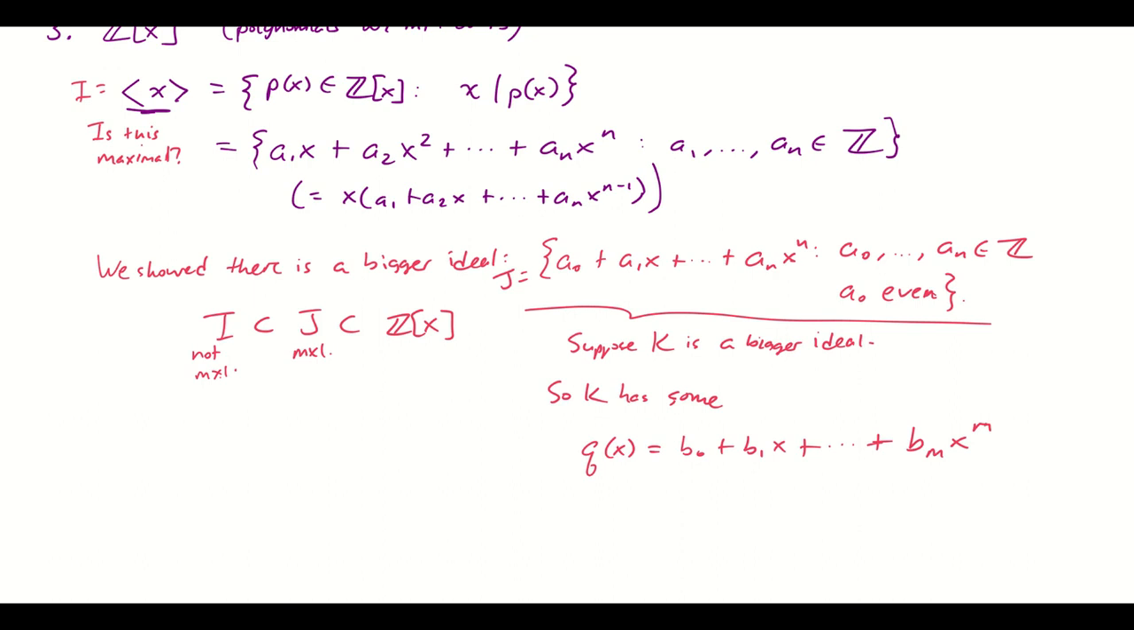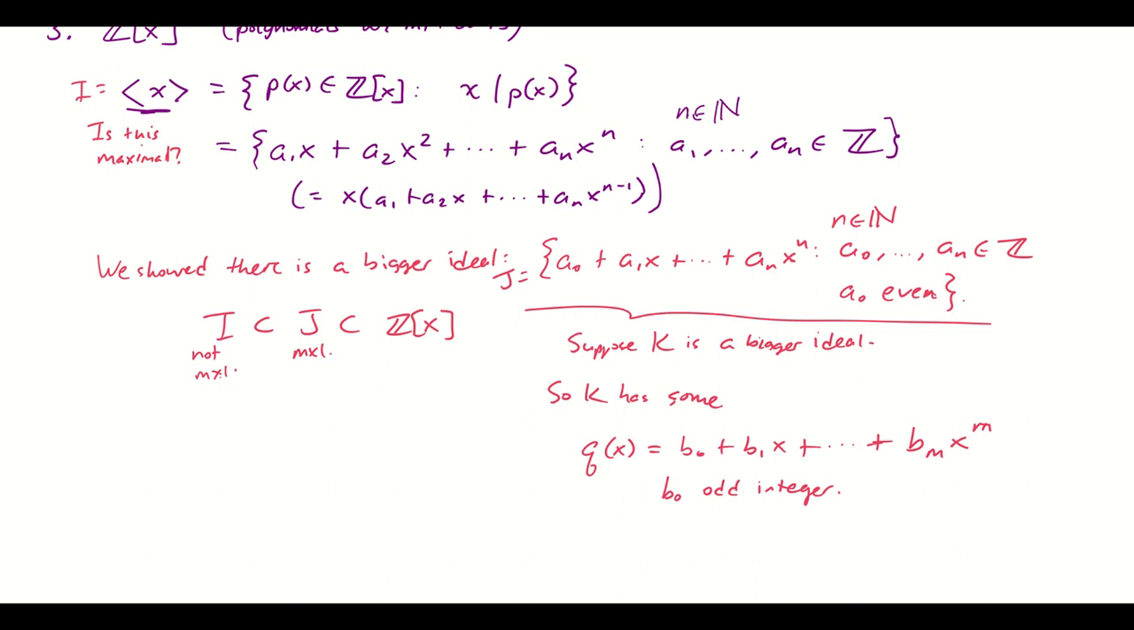By the way, one thing I should have mentioned when I set up the ideal J, just for clarity's sake, actually both of these ideals, is that here I should have said n is a natural number. And I should have also said that here, that n is a natural number. That n could be variable, like in one polynomial it could be a 3 and another one could be a 5. We're not fixing the degrees of the polynomials in either ideal. Okay, so anyway, this K, this bigger ideal, would have to have some other polynomial where b0 is an odd number, odd integer.